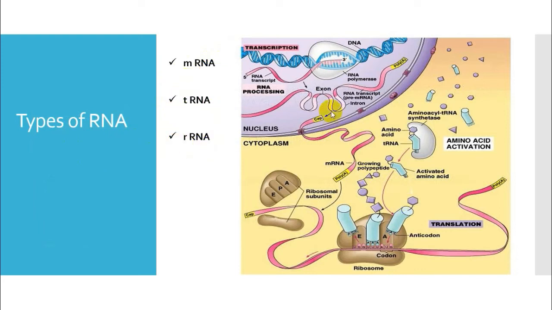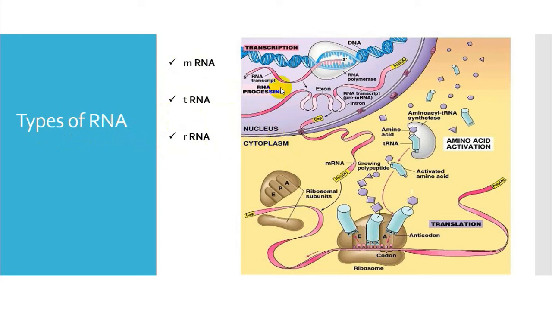Suppose this is the cell structure. This part is the nucleus, this part is the cytoplasm. These structures are amino acids, which are the monomers of protein. These structures are ribosomes. The ribosome is the factory of the cell which is responsible for making proteins. So the main function of RNA is, girls, to produce protein.